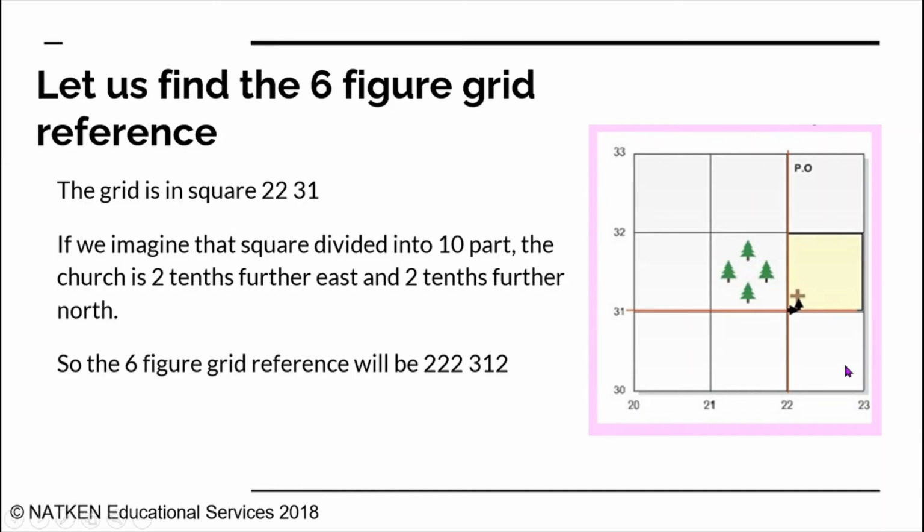Alright, let's look at this final one. So we are looking to find the six-figure grid reference for the church. The grid is in this particular square here, so it is 22, since it is here. That's our first line, and then going across it is 31. So we already have 22, then leaving our space, 31. So these would have been our two spaces. Then going across just the same, it is basically 2/10 across. So we would write 2 here, and then going up it is basically 2/10 up as well. So we would write 2 here. So our answer is 222312.